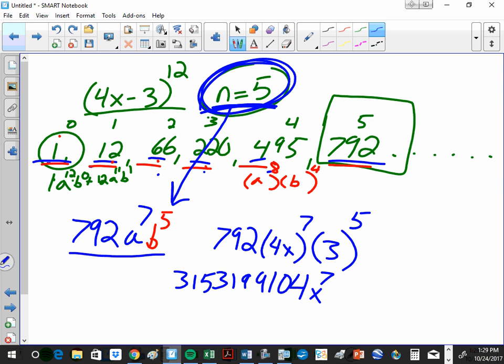I forgot something. I forgot to check for negatives. It's the 5th term. So if I go back here, positive, negative, positive, negative, positive, negative. Do I get a negative on my answer? Yes.